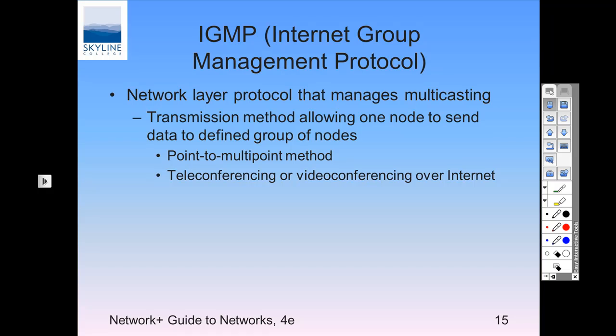IGMP, a network layer protocol that manages multicasting. Multicasting is when a process is set up to send to multiple machines at the same time. You're, in most cases, not going to be the one to configure that. The one exception I can think of is network installs on Windows 2008 and up, where you can do a multicast for installing computers.